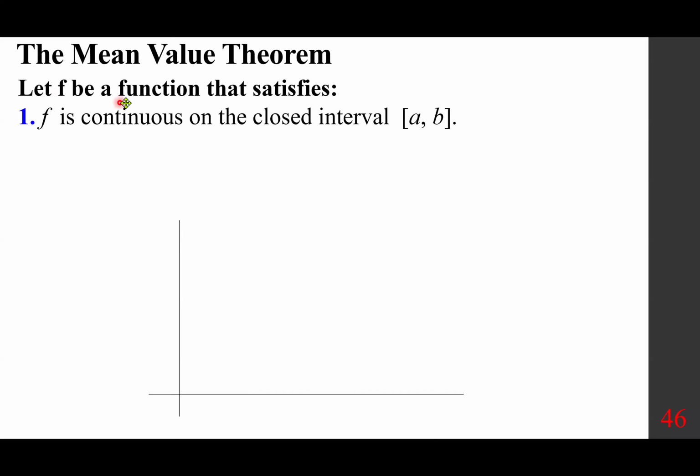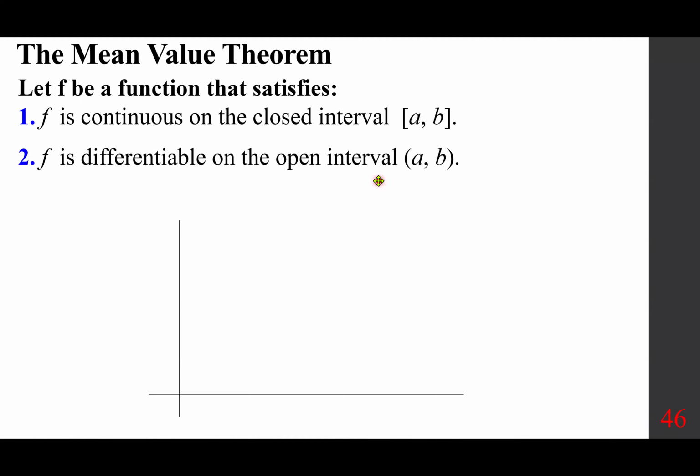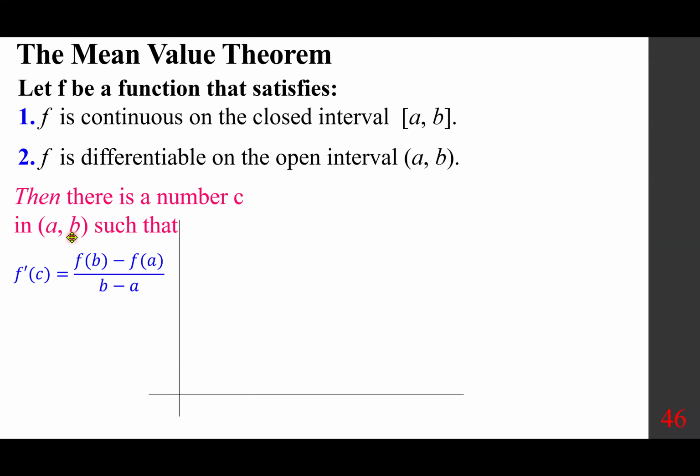Now the mean value theorem. Let f be a function that satisfies: f is continuous on the closed interval from a to b. So the first criterion that was used for Rolle's theorem is used here. The second one also: f is differentiable on the open interval from a to b. But not the third one. Then there is a number c in the interval from a to b such that f prime of c equals f of b minus f of a, over b minus a.